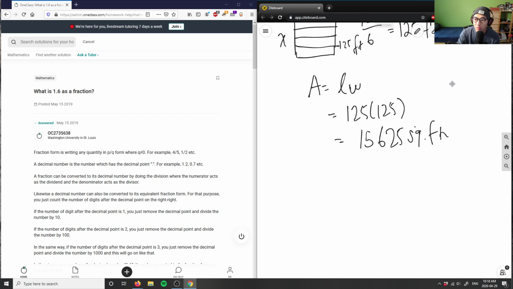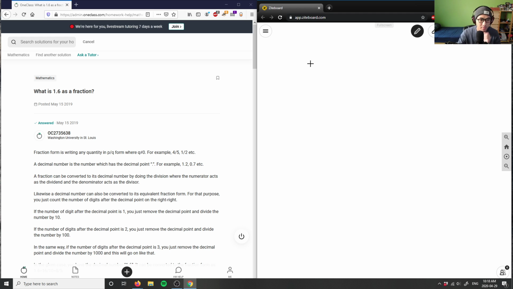All right, that was number 4. Let's look at number 5 here. What is 1.6 as a fraction? So 1.6 as a fraction. Let's take a moment to think about this question here. What is 1.6 as a fraction?